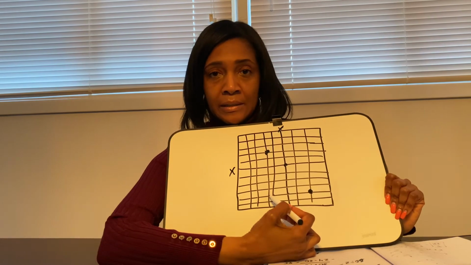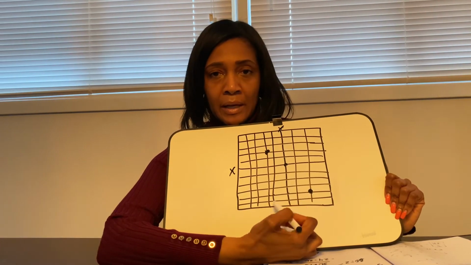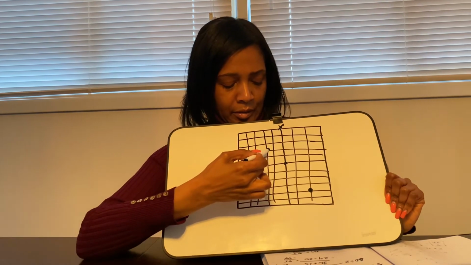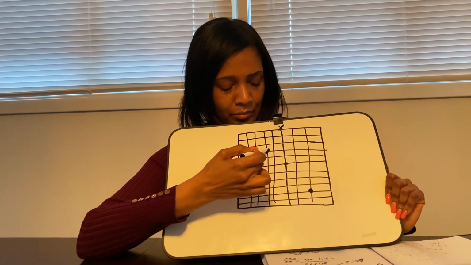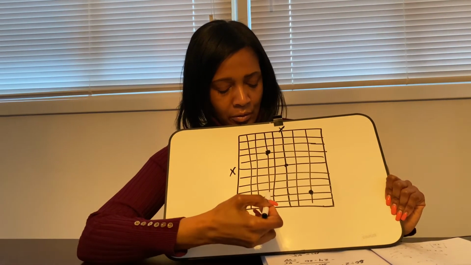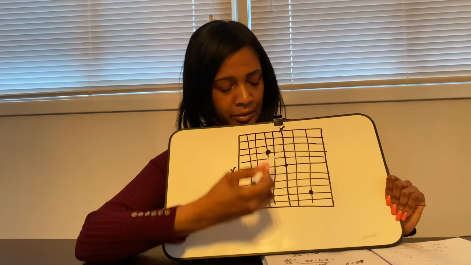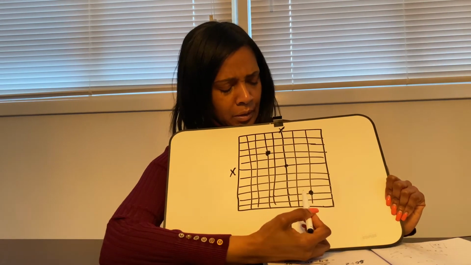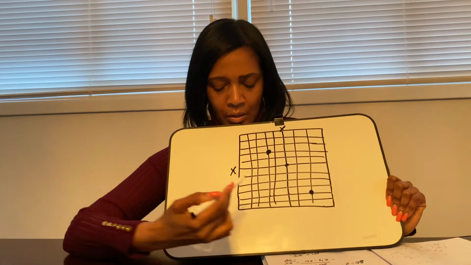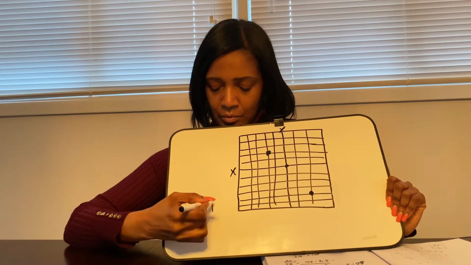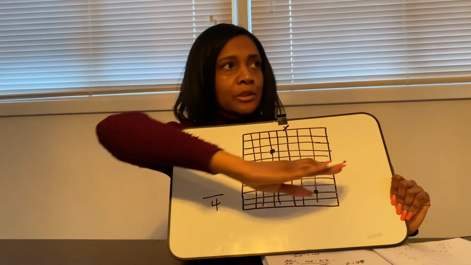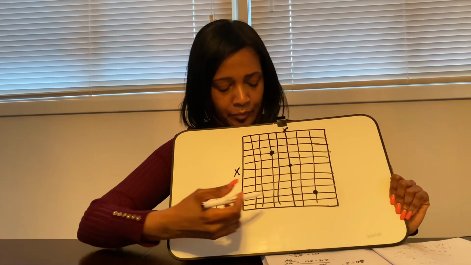Did you see what I did? I counted over 4 spots because I'm trying to align it with my point on this particular part of the grid. So I started here with 0, and I said 1, 2, 3, 4. So my run, the number that we run straight across, is going to be 4.